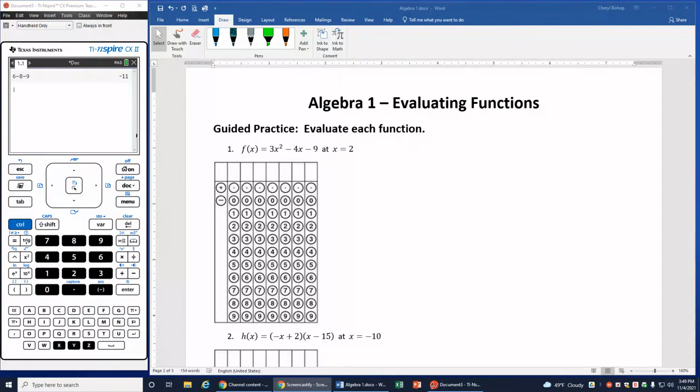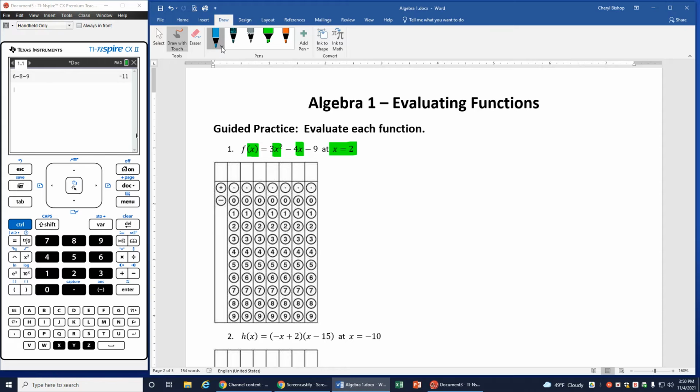Hi, in this video we're going to look at evaluating functions when given a variable to fill in. So when you look at number 1, f of x equals 3x squared minus 4x minus 9 at x equals 2. What I want to do on this one is replace everywhere I see an x value with my x value of 2. So each of these x's are going to be replaced with x equals 2.